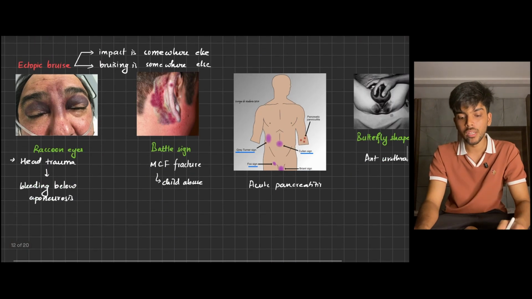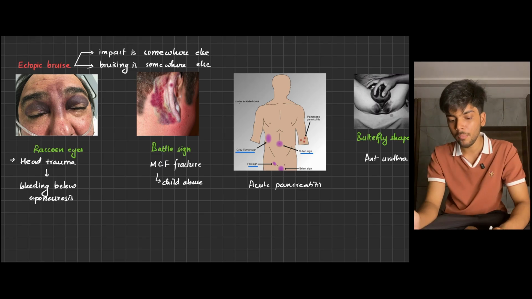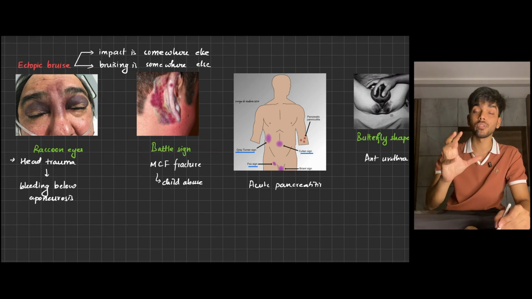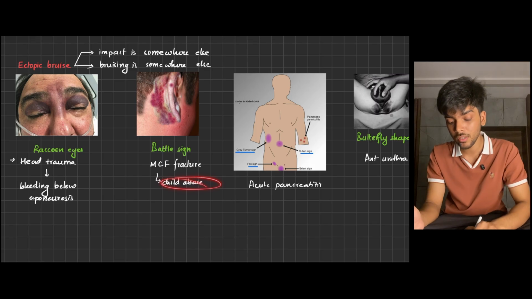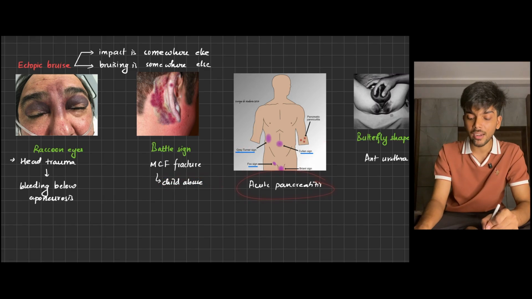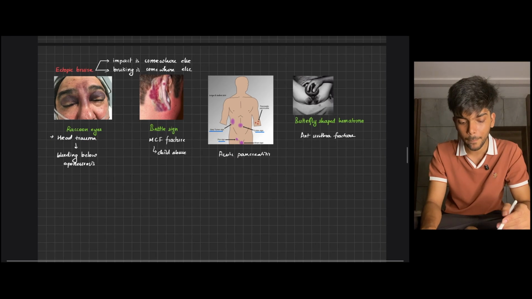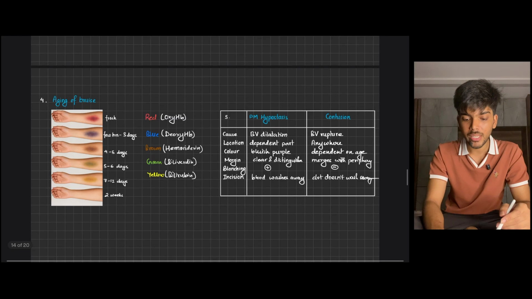Then ectopic bruise, raccoon eyes as a result of head trauma and bleeding below the level of aponeurosis. Battle sign due to middle cranial fossa fracture, a sign of child abuse. Cullen sign, Grey Turner sign and Fox sign as a result of acute pancreatitis. Butterfly shaped hematoma as seen in anterior urethral fracture. Fabricated bruise, aging of bruise.